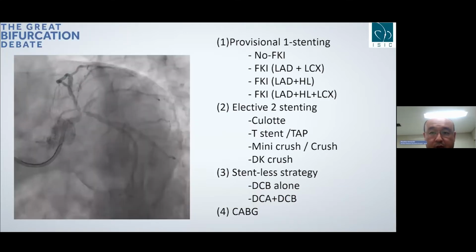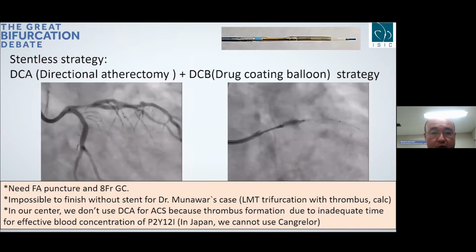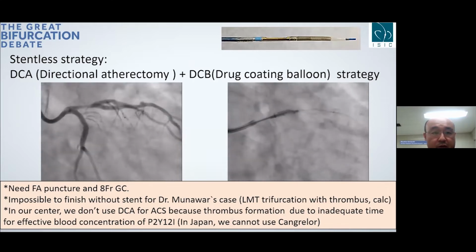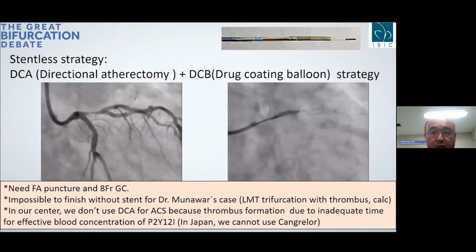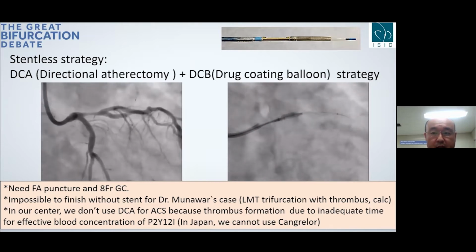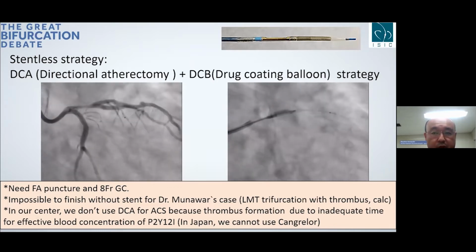I would write several strategies. In the single stent technique, first, no kissing, or should we actually perform the kissing. Second is directly stenting with the carina tap, the mini flash or DK flash. And also the stentless strategies that Professor Hikichi presented, DCB and DCA strategies. In Japan daily practice, we can use the directional atherectomy device and the combination of the two devices. We can sometimes treat young patients with a stentless strategy.